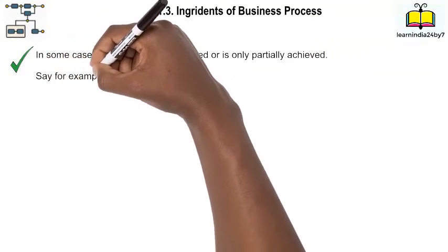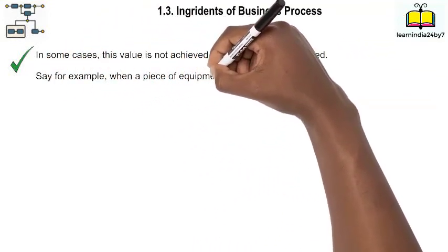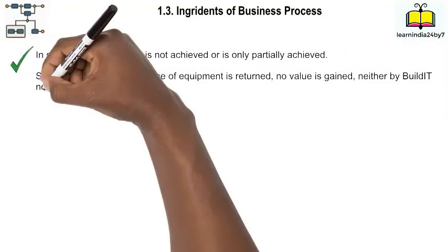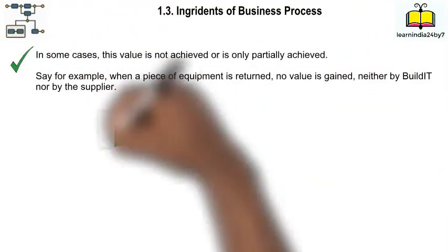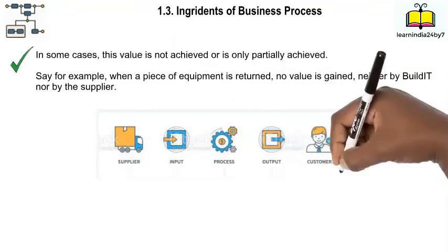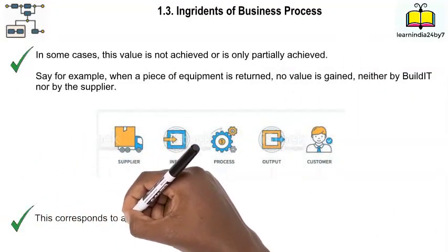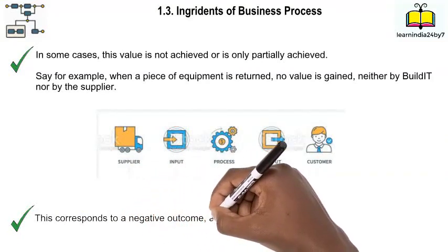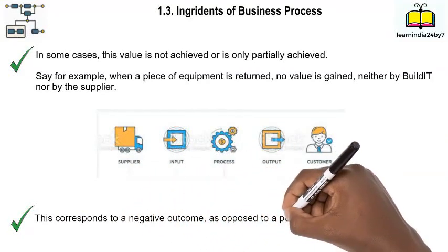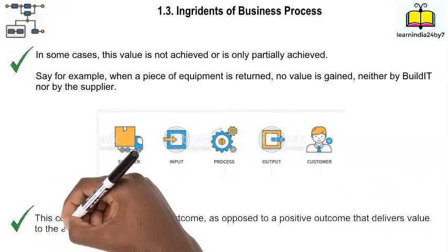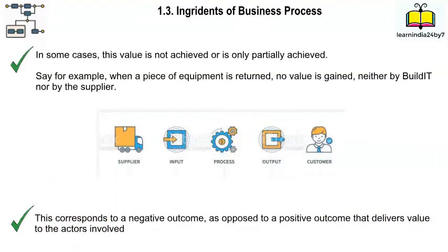In some cases, no value is delivered or only partial value is delivered. In the current example, when a piece of equipment is returned, no value is gained either by Build IT or by the supplier. This corresponds to a negative outcome, as opposed to a positive outcome that delivers value to the actors involved.